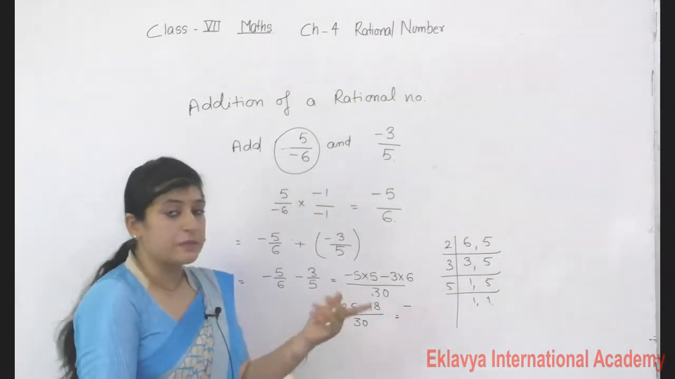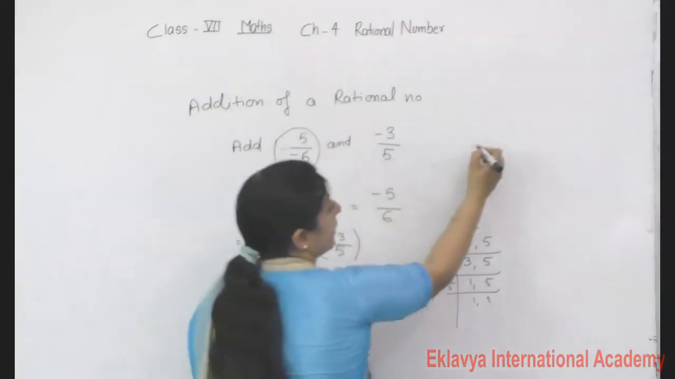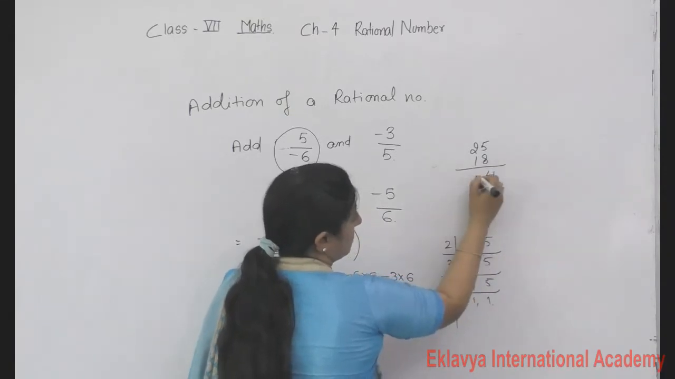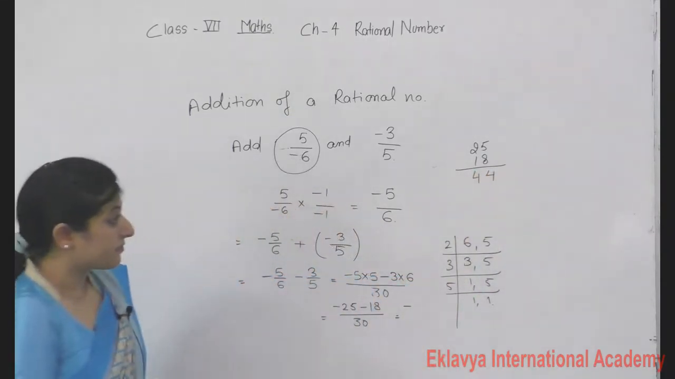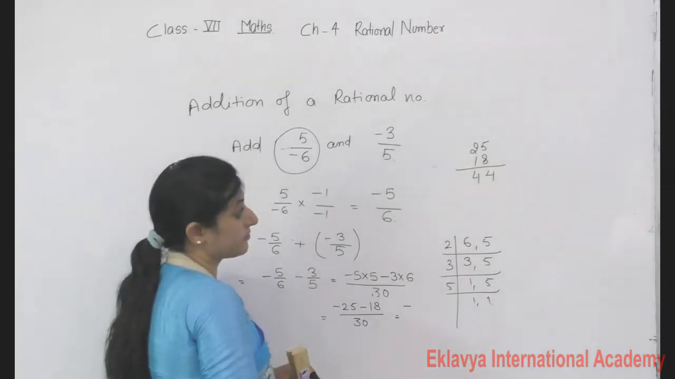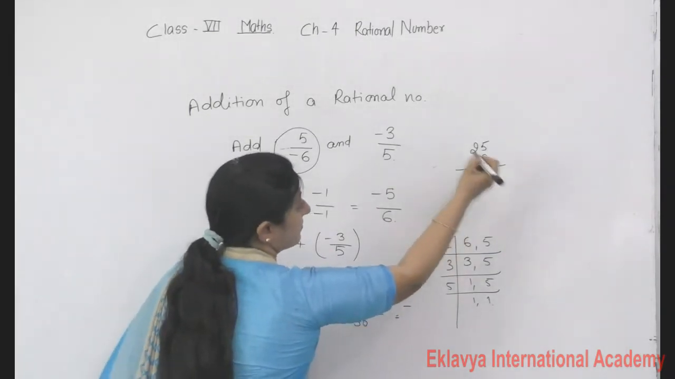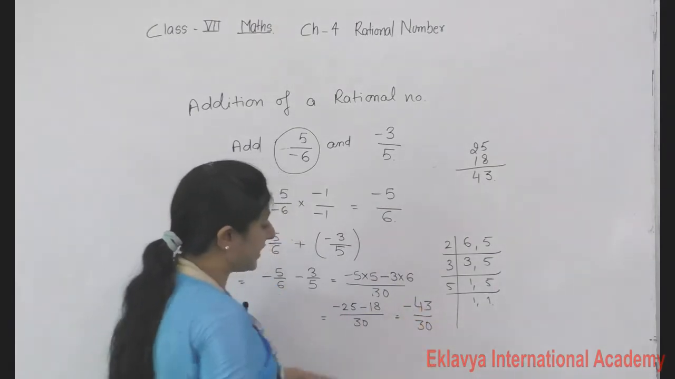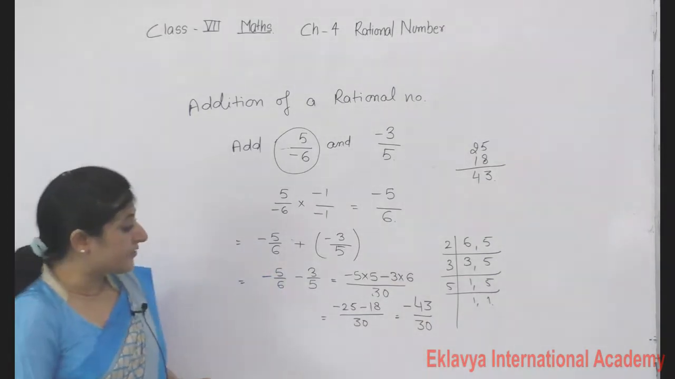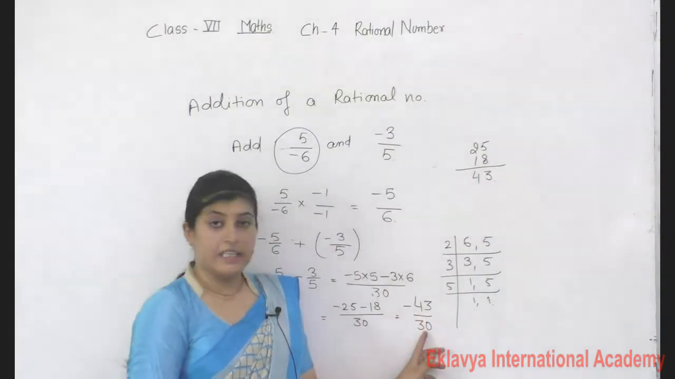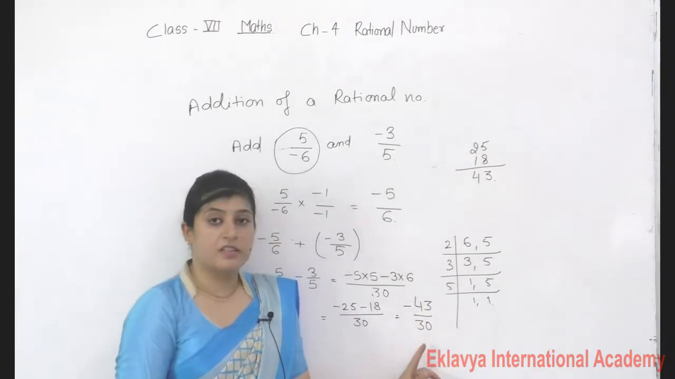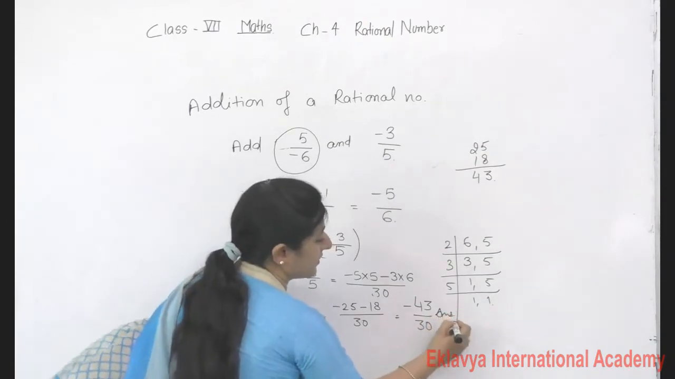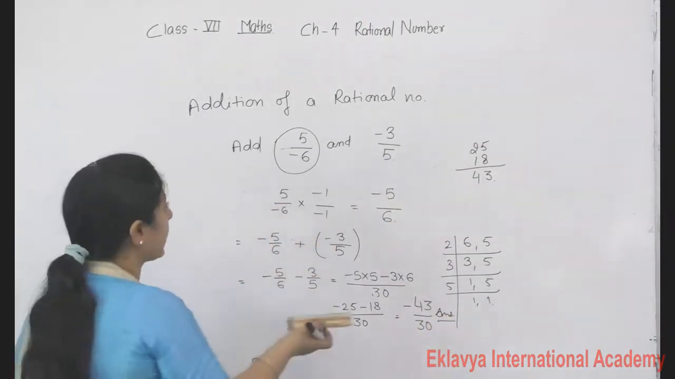But we know that minus minus is plus, then add it. 25 plus 18, that is 44. Sorry, 43. Minus 43 upon 30. It is already in standard form. Minus 43 upon 30. Any HCF of this? No. So this is our answer, minus 43 upon 30. Take another example.